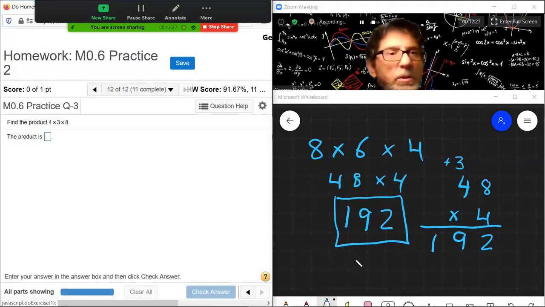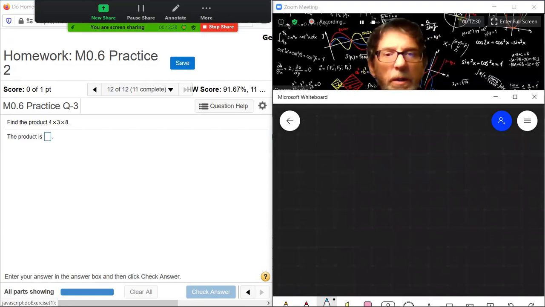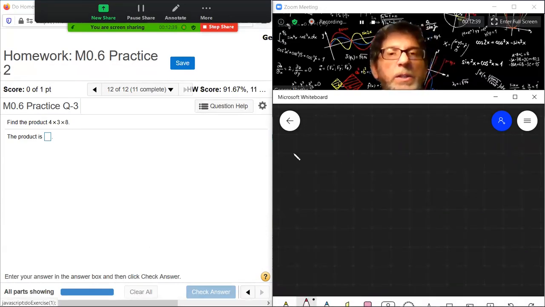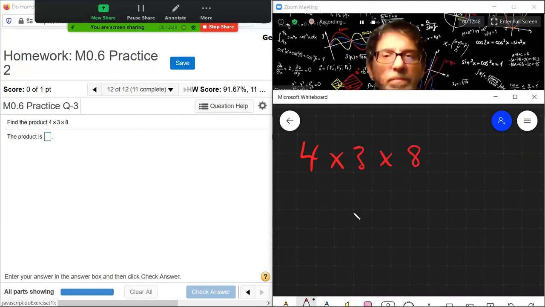All right, let's do our last problem here. And let's see what we get. So we have 4 times 3 times 8. As I'm writing this down, think of a way to regroup these to make it easier, if there's an easier way to regroup. Well, in my head, I'm thinking 4 times 3 is 12. 3 times 8 is 24. 4 times 8 is 32. Nah, no easy way. So just do it left to right.